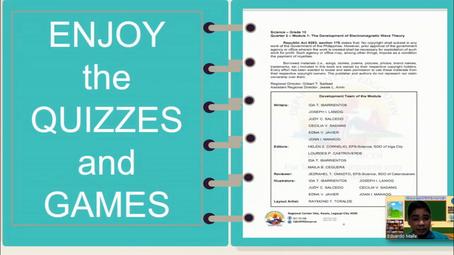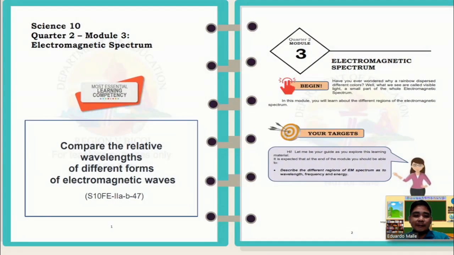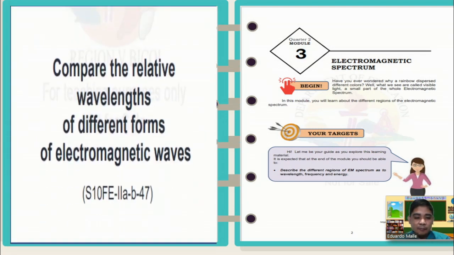So I hope you will enjoy all the quizzes and games included in this module. And I hope that while you are learning, you are enjoying our lesson. Our most essential learning competency in this module is to compare the relative wavelengths of different forms of electromagnetic waves.